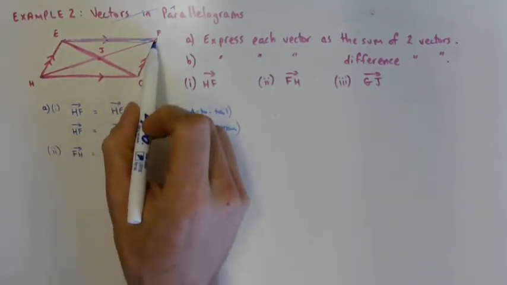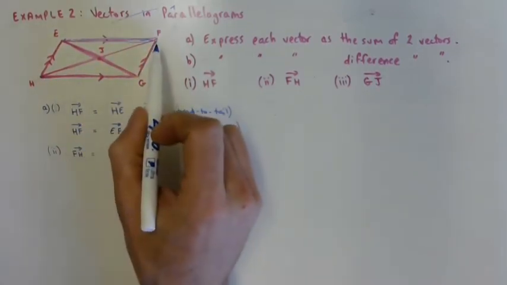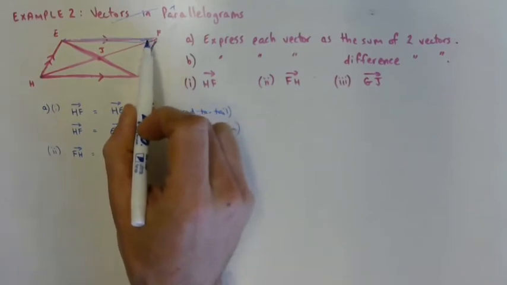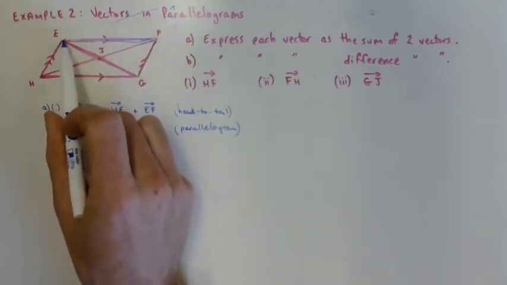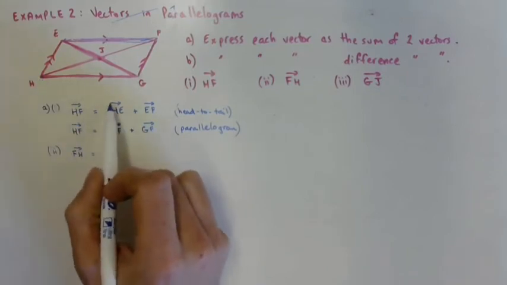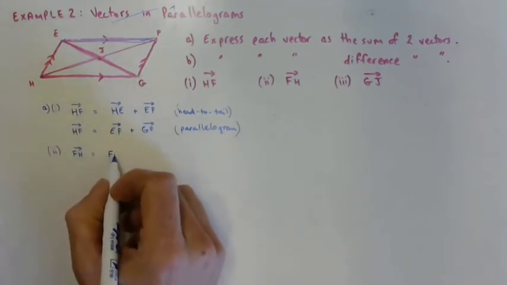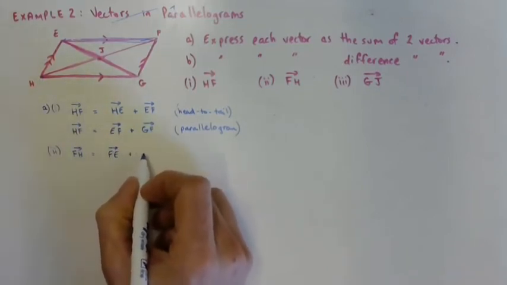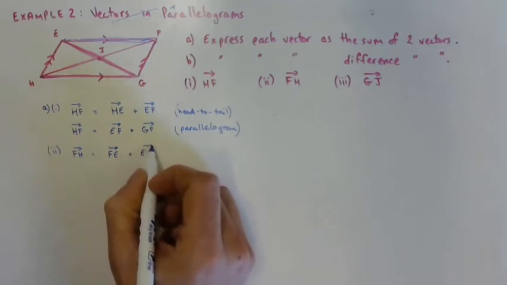If we are going from F to H, that's the same as going from F to E and then adding from E to H. See how that's the opposite there? So we're going from F to E and we're adding from E to H.